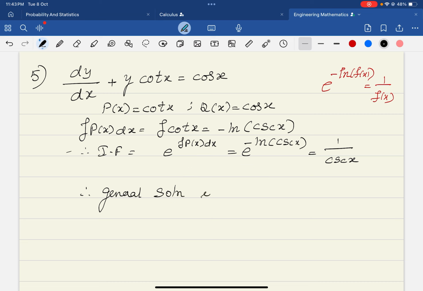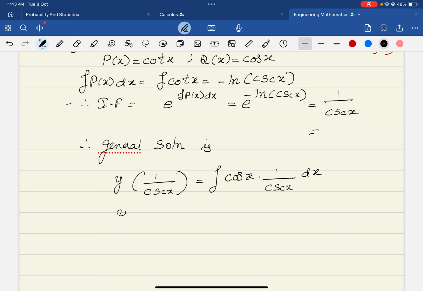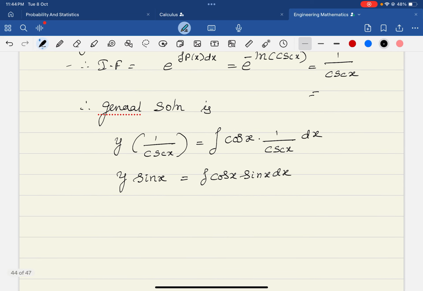The general solution is y times the integrating factor, which is 1 over cosecant x, is equal to the integral of q of x, which is cosine x, into 1 over cosecant x dx. Now all of you know what 1 over cosecant x means, which is sin x. So y sin x is equal to the integral of cosine x into sin x dx. Now how to solve this integral of cosine x and sin x?